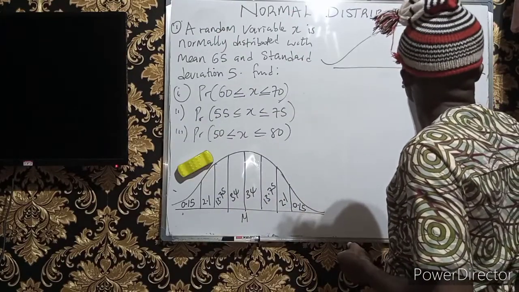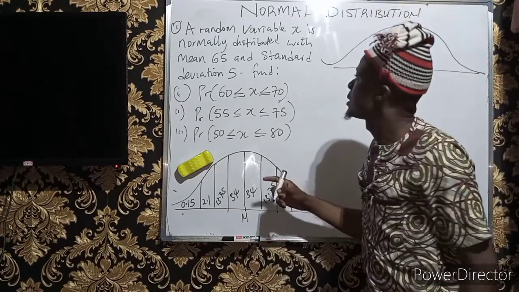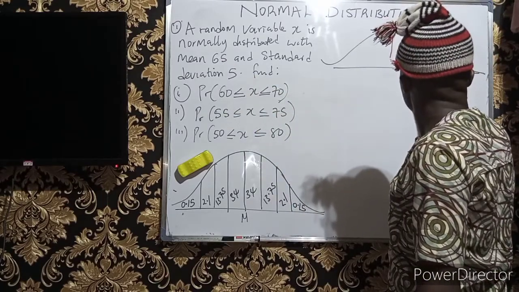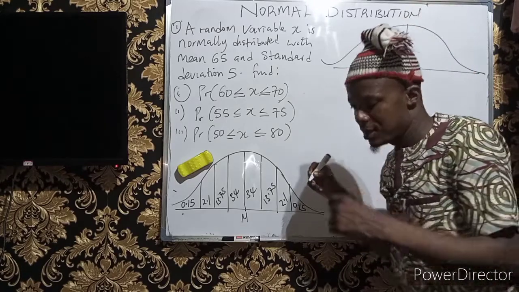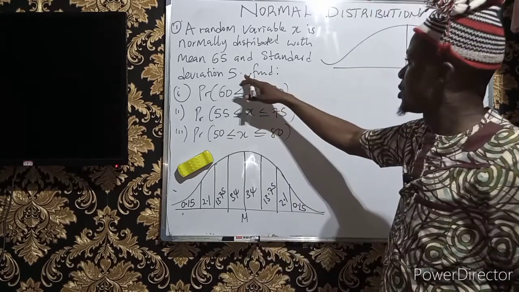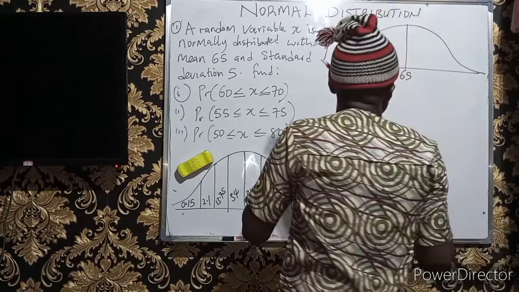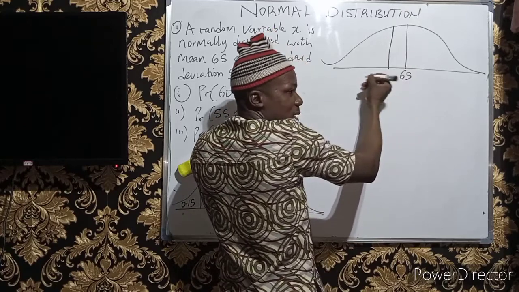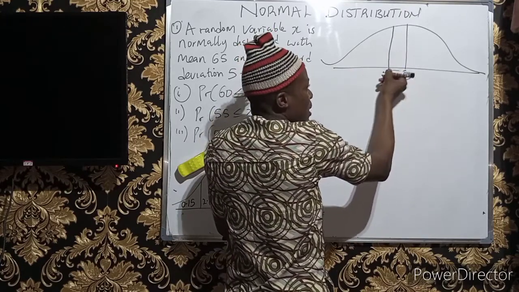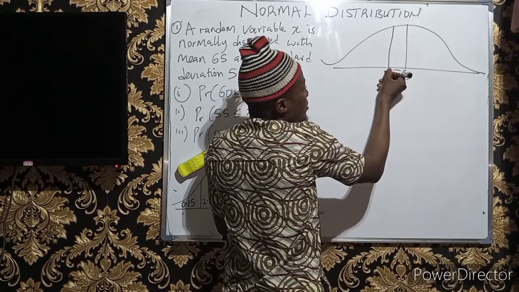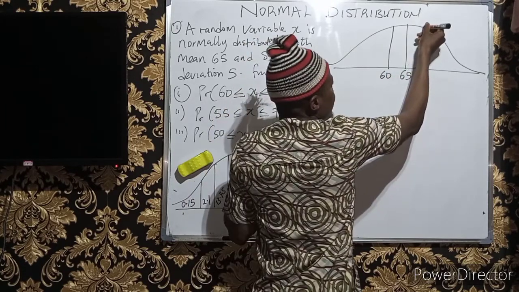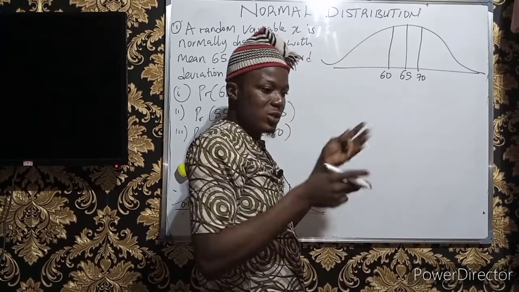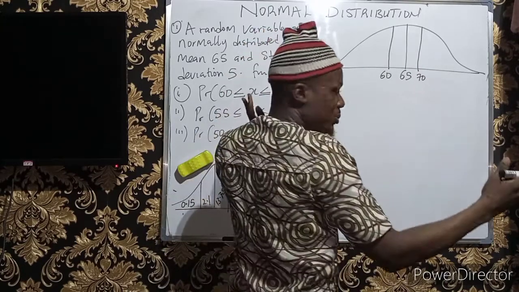This is the mean, and from the question we are told that our mean is 65. So you write 65, the mean is at the center. Then again, we were told that it has a standard deviation of 5. Now remember how I told you in sketching the curve, a standard deviation of 5 means that the first deviation to the left will be minus 5. If I remove 5 from 65, I will get 60. If I add 5 to 65, I will get 70.